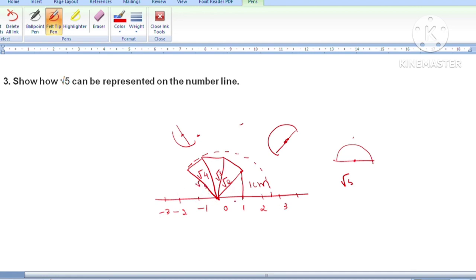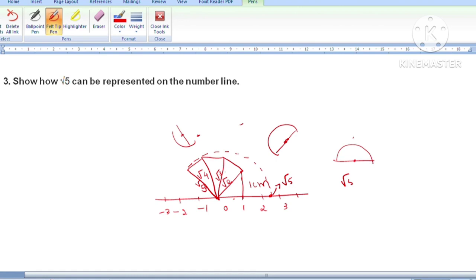This is square root of 1, square root of 2, square root of 3, square root of 4, and this is square root of 5. That will come somewhere here. Then here you have to mention this is the square root of 5. This is a number line. We mention square root of 5 on the number line.